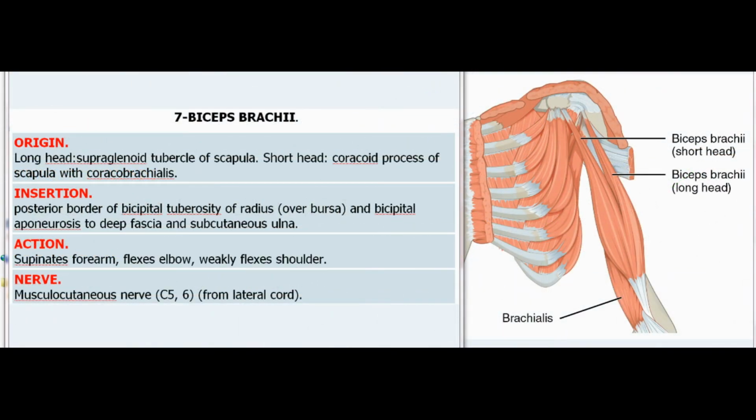7. Biceps brachii. Origin: long head, supraglenoid tubercle of scapula. Short head, coracoid process of scapula with coracobrachialis. Insertion: posterior border of bicipital tuberosity of radius, over bursa, and bicipital aponeurosis to deep fascia and subcutaneous ulna. Action: supinates forearm, flexes elbow, weakly flexes shoulder. Nerve: musculocutaneous nerve, C5, 6, from lateral cord.